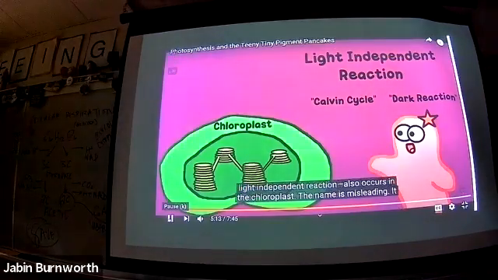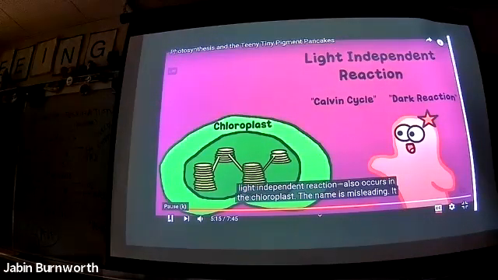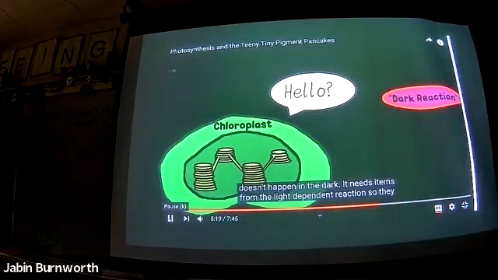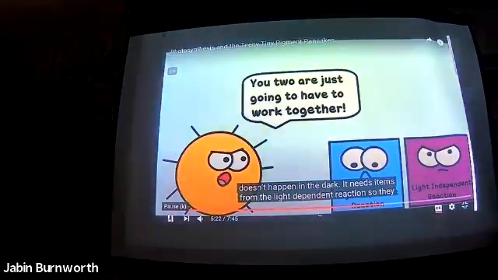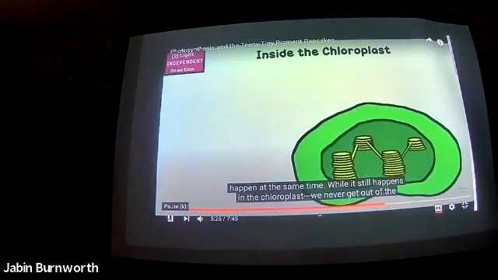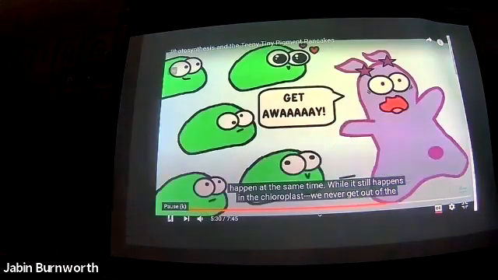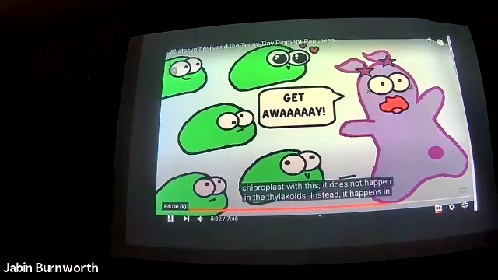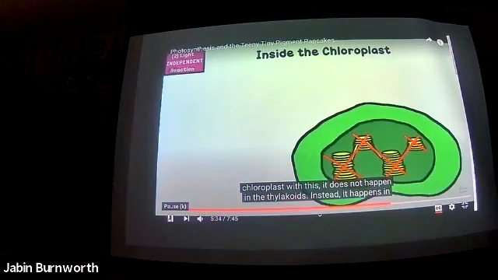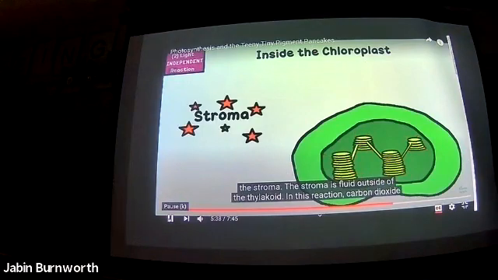The light-independent reaction also occurs in the chloroplast, but the name is misleading. It doesn't happen in the dark. It needs items from the light-dependent reaction, so they happen at the same time. Now, while it still happens in the chloroplast, as with plants, we're not going to be getting out of the chloroplast with this part, it does not happen in the thylakoids. Instead, it happens in the stroma, and the stroma is a fluid outside of the thylakoid.